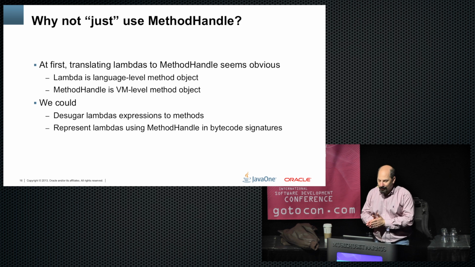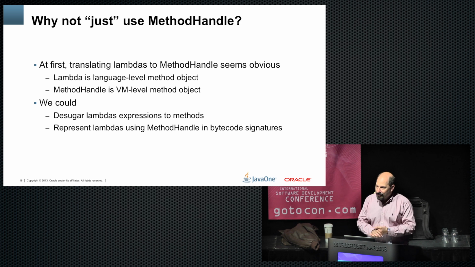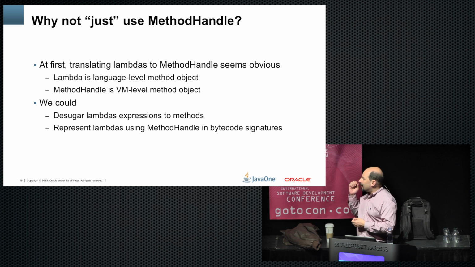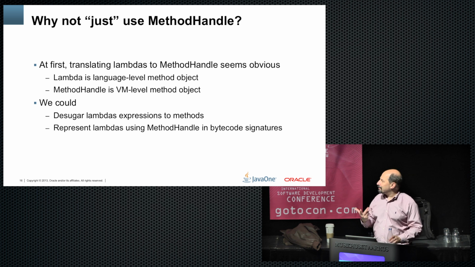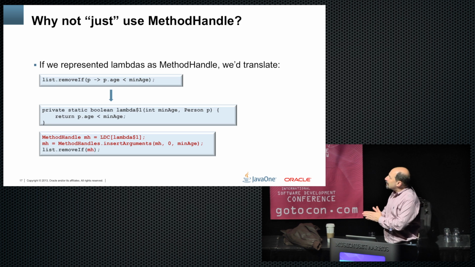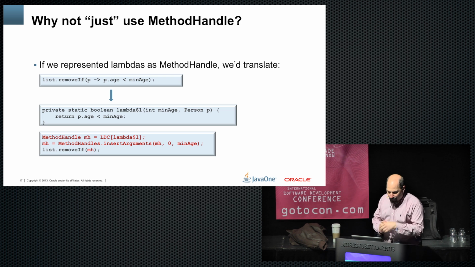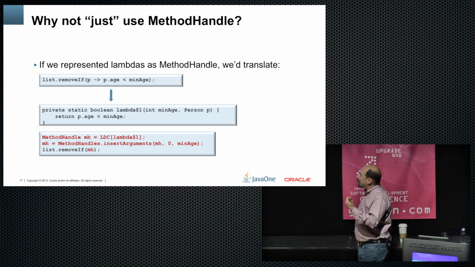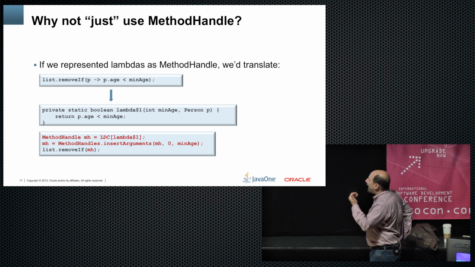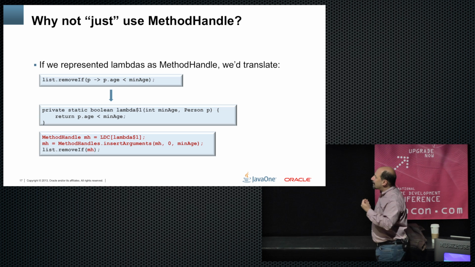So we could use method handles as our implementation technique. We would have to desugar the body of a Lambda expression into a method. That's easy to do. And then represent the Lambdas using method handles in bytecode signatures. And that's where things start to fall apart. OK, so here's how the compiler would translate things if we have the exact same code as before. We take the body of this Lambda and desugar it into a method. Here we've called it lambda$1. We give it an extra argument, which is the captured minAge, coming in from the outside context. And of course, the argument to the Lambda expression, the person, and the body just evaluates it.